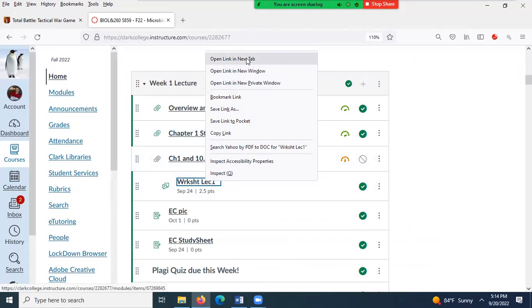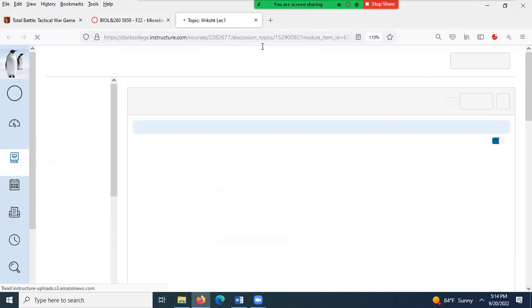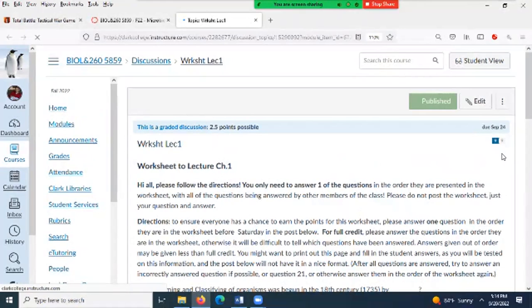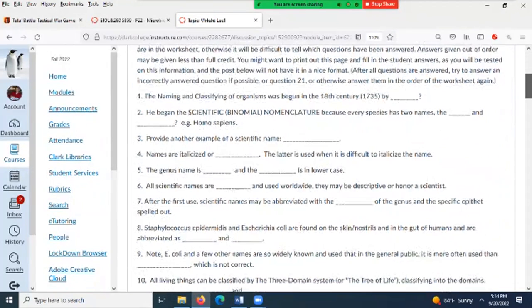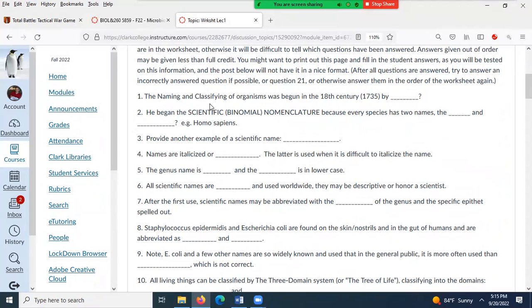The nice thing about this worksheet is if you pull it up, it tells you you only need to answer 1 or maybe on some worksheets 2 questions. But you do need to answer the questions in the order they are in the worksheet. Otherwise, you'll get a penalty. So if you're the first one, you just pull it up and the first question is 1. The naming and classifying of organisms was begun in the 18th century by, and then name who started it. So put 1 and then the answer.